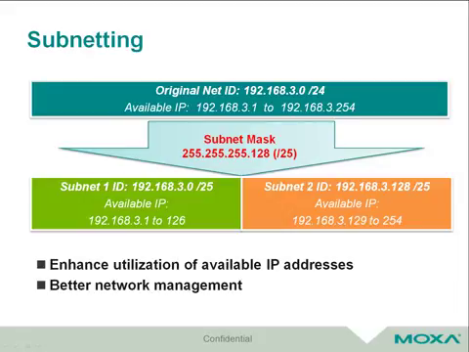It will provide available host addresses from 192.168.3.1 to 192.168.3.126 and a broadcast address 3.127. Second subnet will have 192.168.3.128 network ID and available host addresses from 3.129 to 3.254 and broadcast address 3.255.